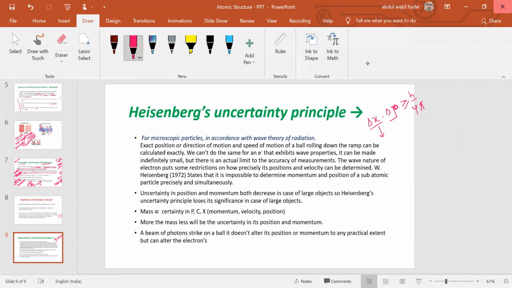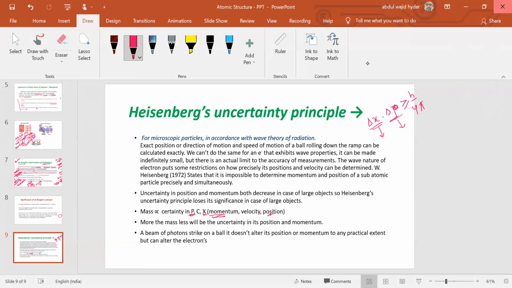See here, x is written, position. So del x is change in position. What is del p? P is momentum. So del p is change in momentum. The product of change in position and change in momentum will always be greater than or equal to h upon 4 pi. Del p is change in momentum. See here written up, p is momentum.